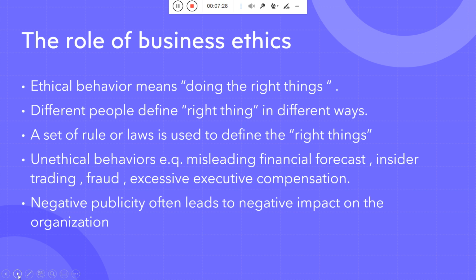The next point is that negative publicity often leads to a negative impact on the organization. If insider trading is found going on in any organization, and they pass information without putting it into the public domain, that creates negative publicity for that organization and definitely impacts it negatively. So that is all; this is the role of business ethics.